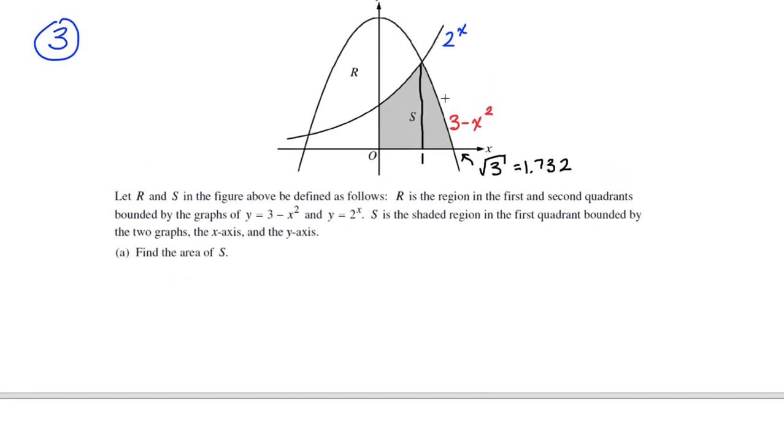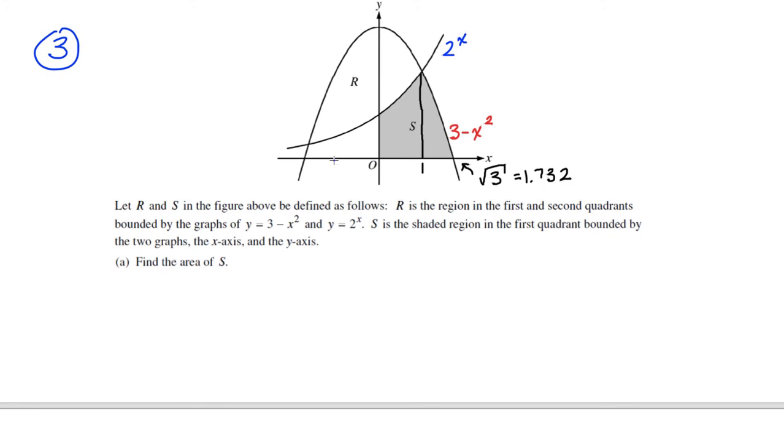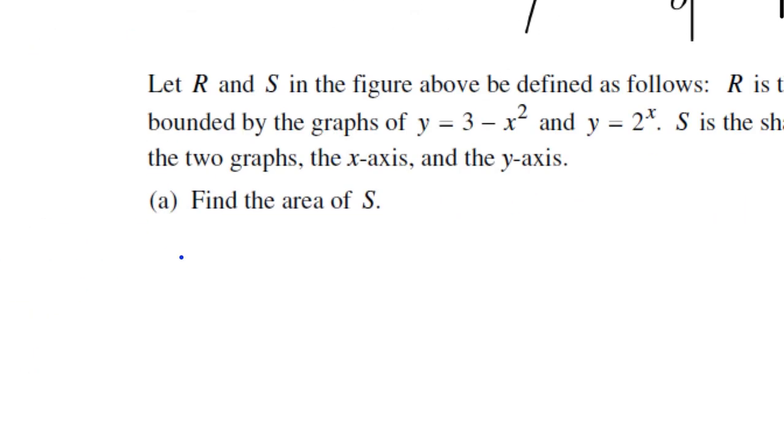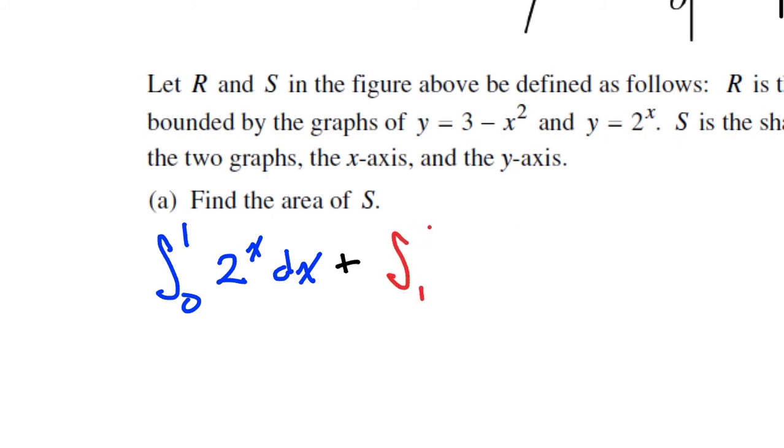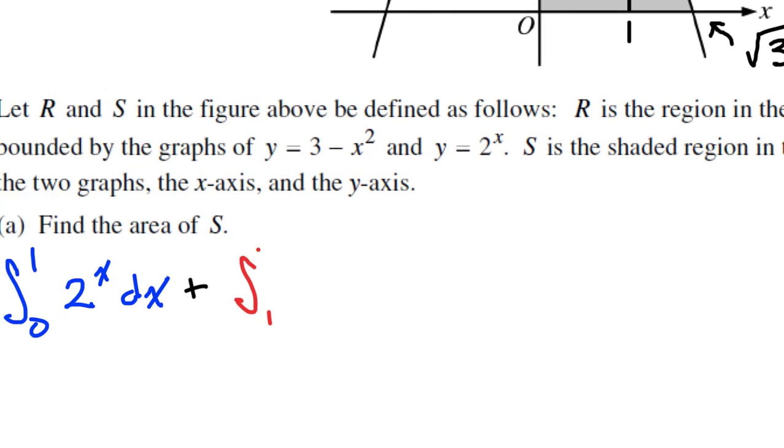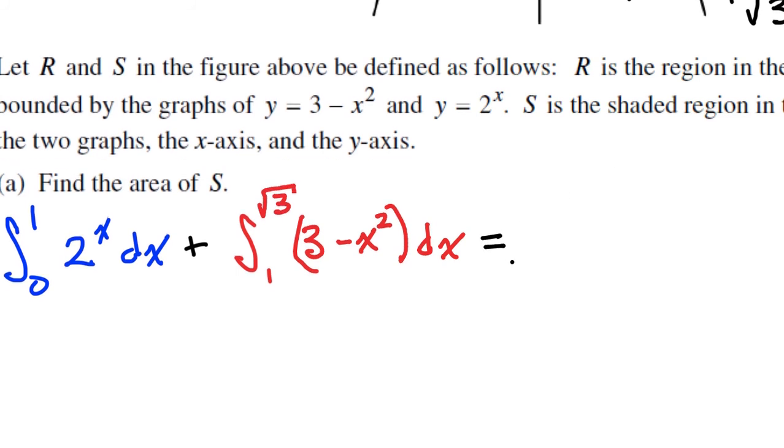So first I'm going to do my blue function, integral between 0 and 1 of 2 to the power of x. So come down here. This is going to be equal to the integral between 0 and 1 of 2 to the power of x dx. And then I'm going to add that with my red function, which is the integral from 1 to the square root of 3 of this 3 minus x squared, that quantity dx. Okay, we do this on the calculator, and we should get 2.240.